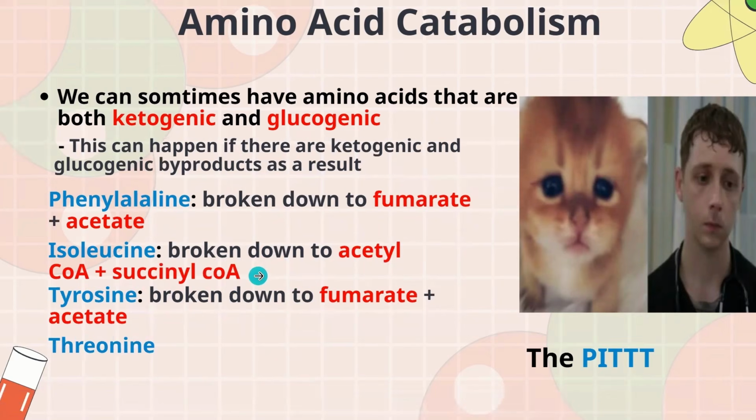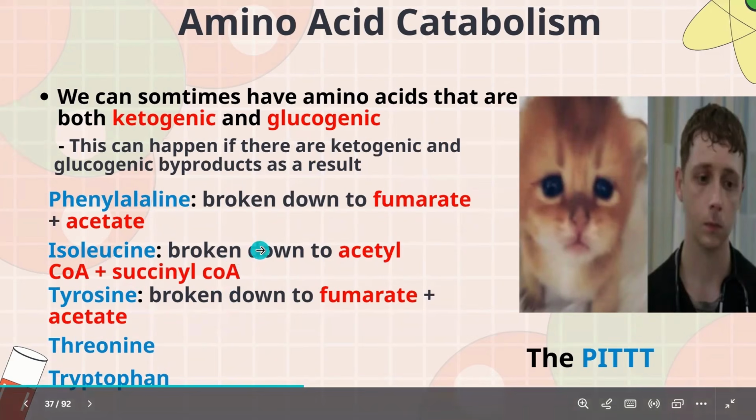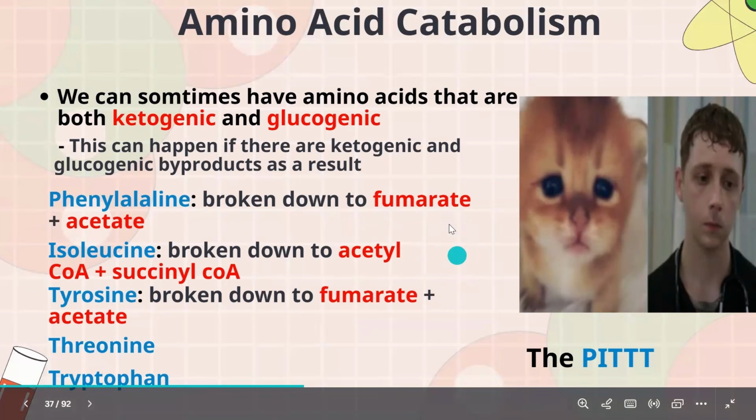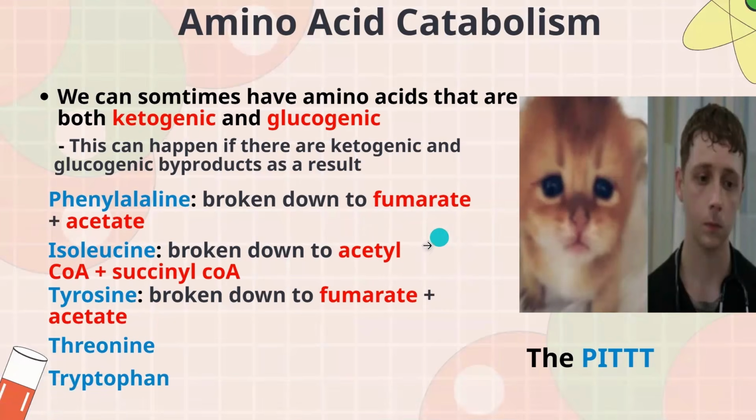You have threonine, and tryptophan. We don't really need to know them. If I were to tell you guys to memorize all of these, I would just be giving you a headache, which is why I want to tell you to just memorize phenylalanine and tyrosine. Both of them make fumarate and acetoacetate, right? And the reason they're very important is we're going to talk about them in the later lectures, like phenylalanine and tyrosine metabolism. But we'll get to that when we need to, okay?